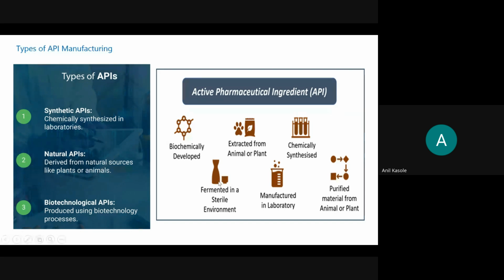There are also subtypes. On the left hand side, these are the basic types. Fermented in a sterile environment, like making curd from milk, right? That is a fermentation process. Likewise, this API can also be made by a similar process, or some APIs are manufactured in a lab, and sometimes it is also purified material from animal or plant. So this is the API.